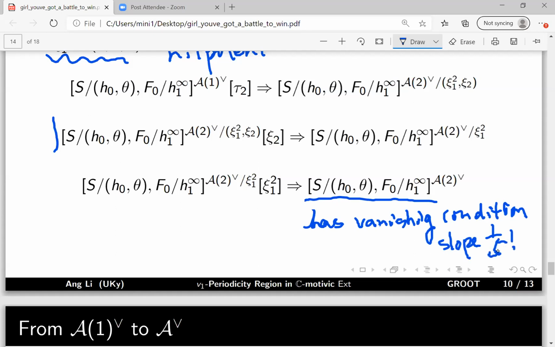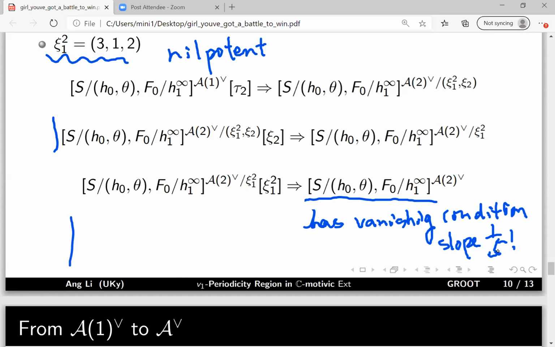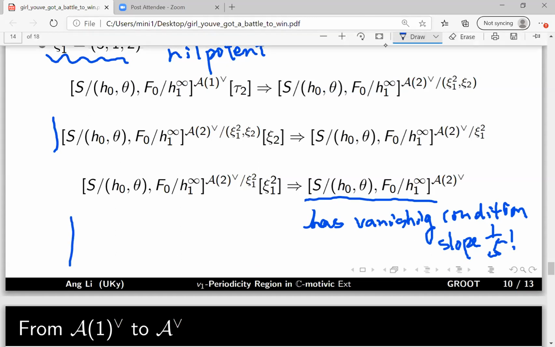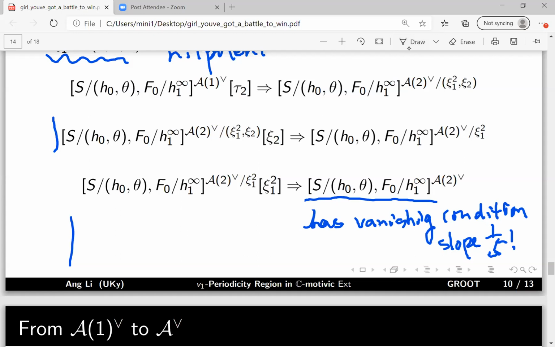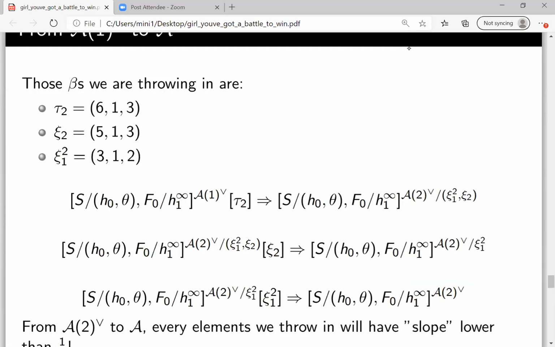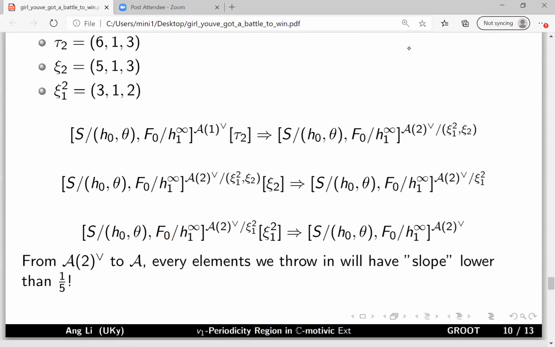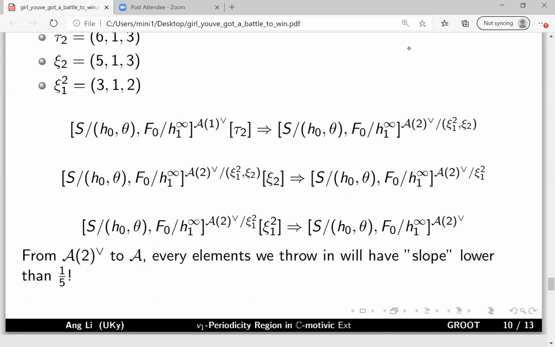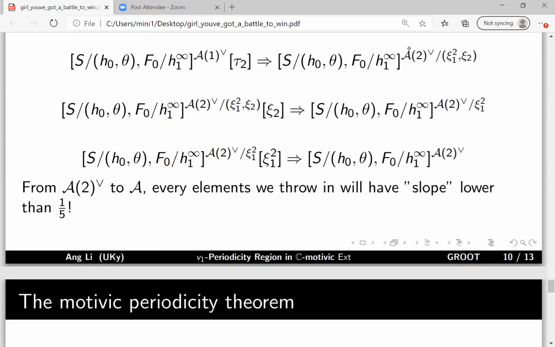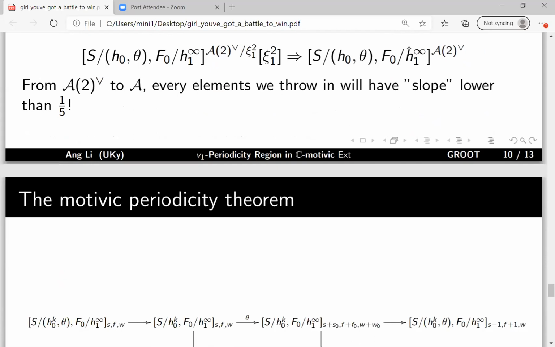Okay, so you may ask, well, that's over A2 dual, it's not A. Well, moving from A2 to A, you throw in basically infinitely many generators, but they all have slope lower than 1/5, so it's not going to affect the result. They're all already below our vanishing plane. Okay, so that's easy. We move a large step and take it kind of for granted.